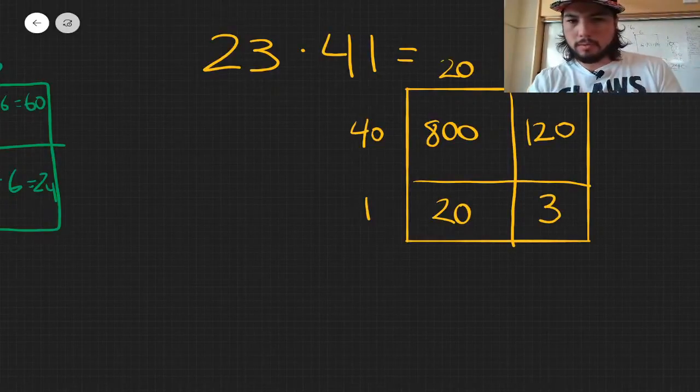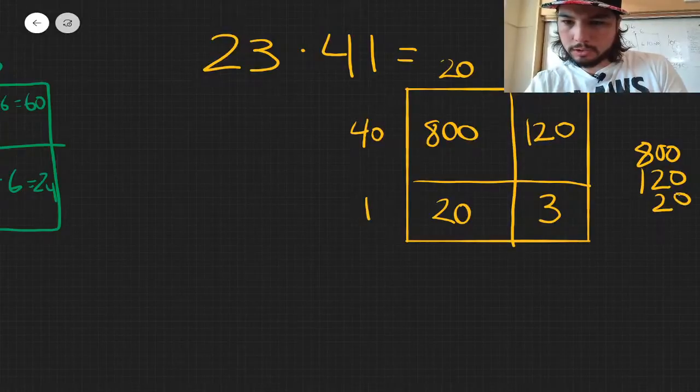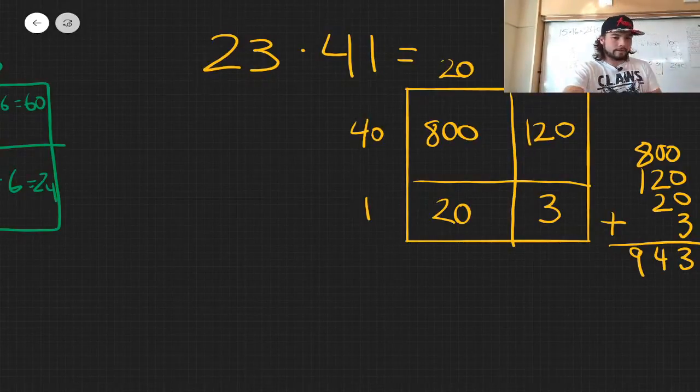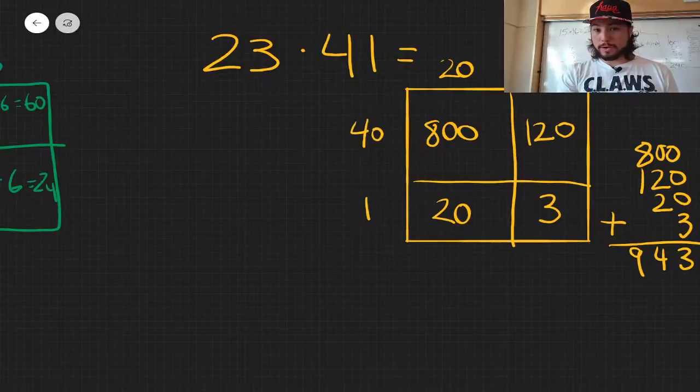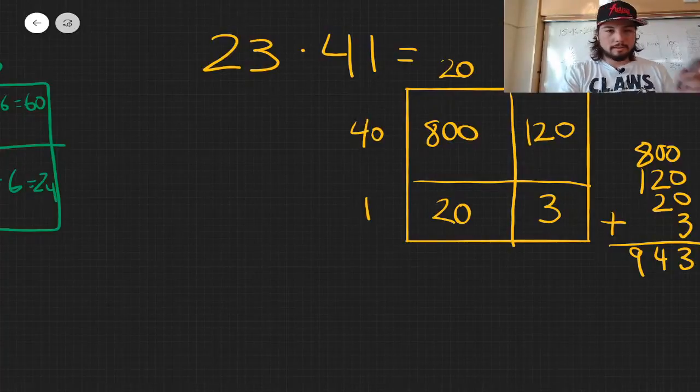And now we can add them up. 800, 120, 20, and 3. 2 plus 2 is 4. 8 plus 1 is 9, for a total of 943. And I'm seeing I got the same answer as people in the chat. Yes. That leads me to believe that I'm right.